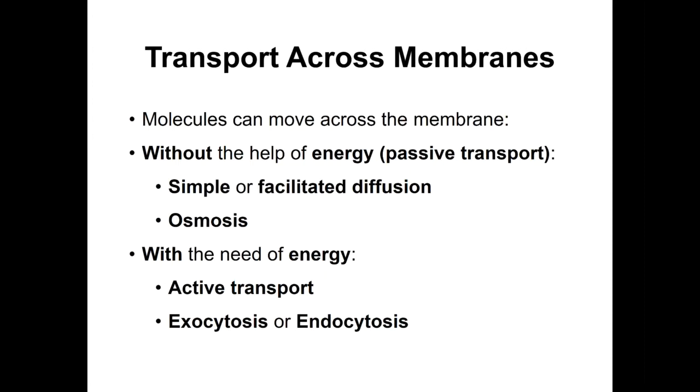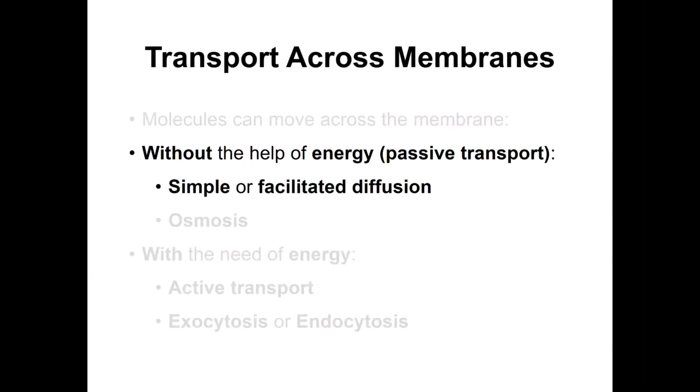Then there is a second group of movements. Sometimes molecules have to be moved against their concentration, so cells need to invest energy to do that, and they perform what we call active transport. If it comes to large molecules, really big, or large complexes of molecules, such as bacteria or viruses, then they need to use membranes, and they perform what we call exocytosis or endocytosis, depending on the direction of the movement. In this case, active transport, exocytosis, and endocytosis all require energy, and they're active types of transport.